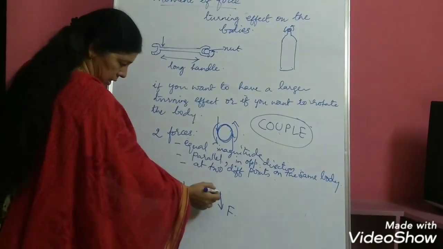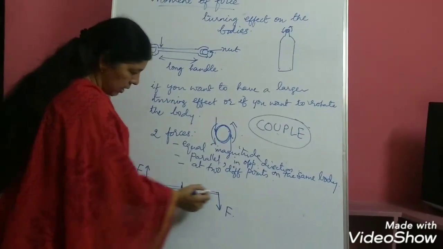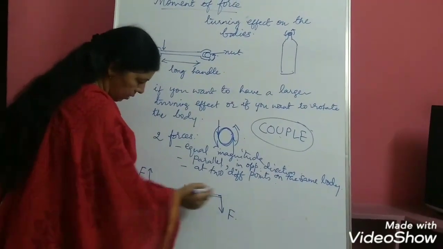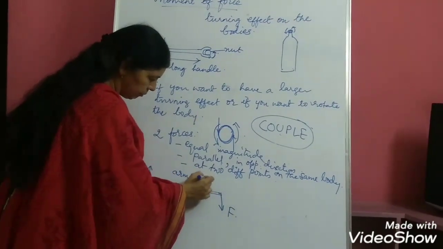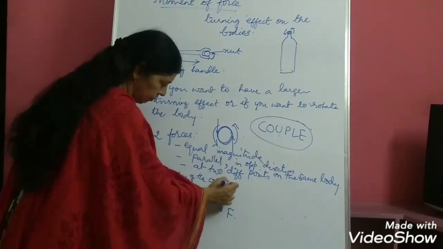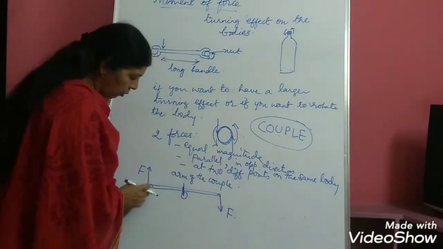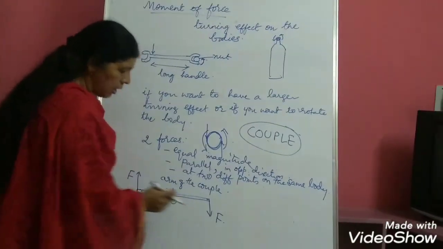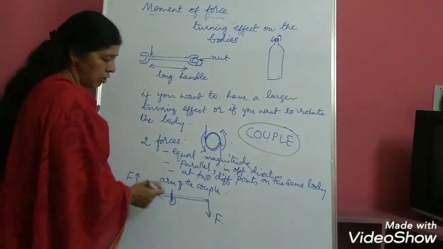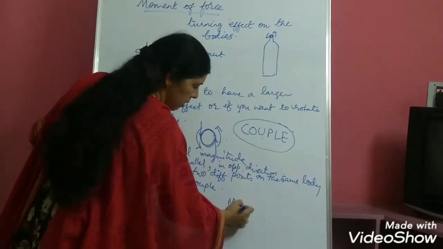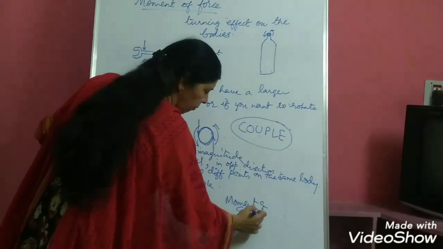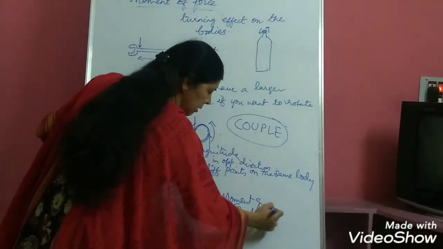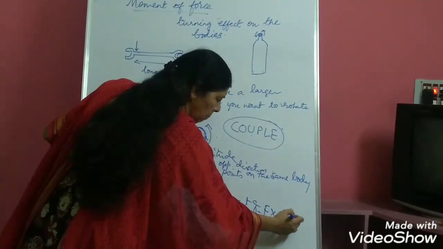Now, the perpendicular distance between these two forces is called the arm of the couple. And if you know the magnitude of these two forces, then you can calculate the moment of couple. Moment of couple is given by force into arm of the couple.